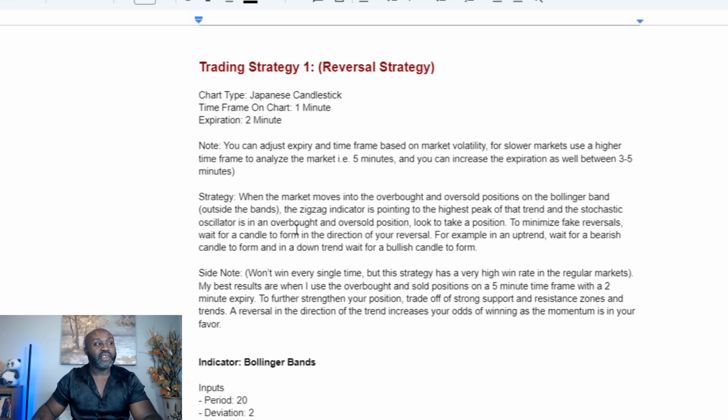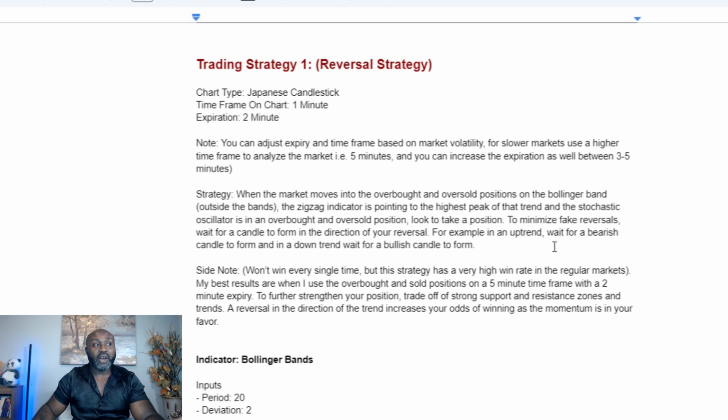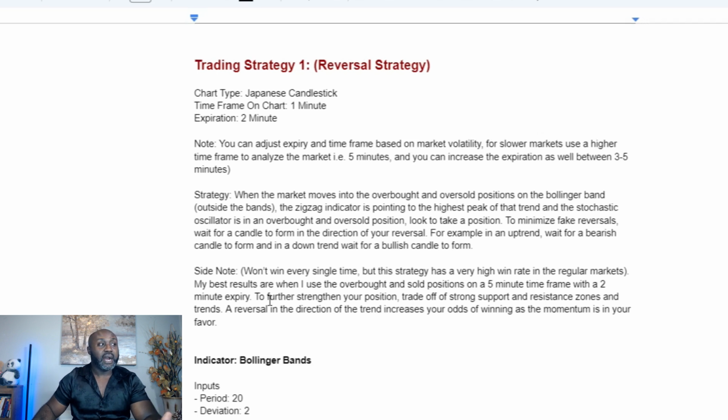To minimize fake reversals, it's good to wait for the candle to form in the direction of your reversal. So for example, if it's in an upward trend, it's good to wait for the bearish candle to form, and if it's in a downward trend, it's good to wait for the bullish candle to form. As a side note, you won't win every single time, but this strategy actually has a very high win rate, guys, in the regular markets as well as the OTC.